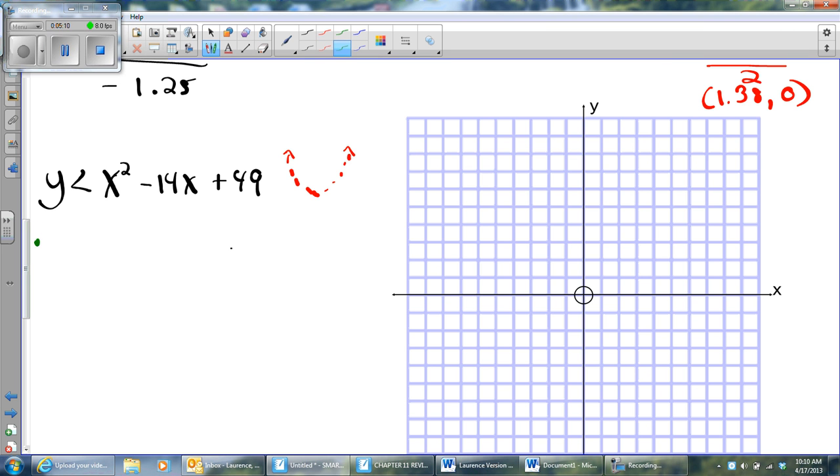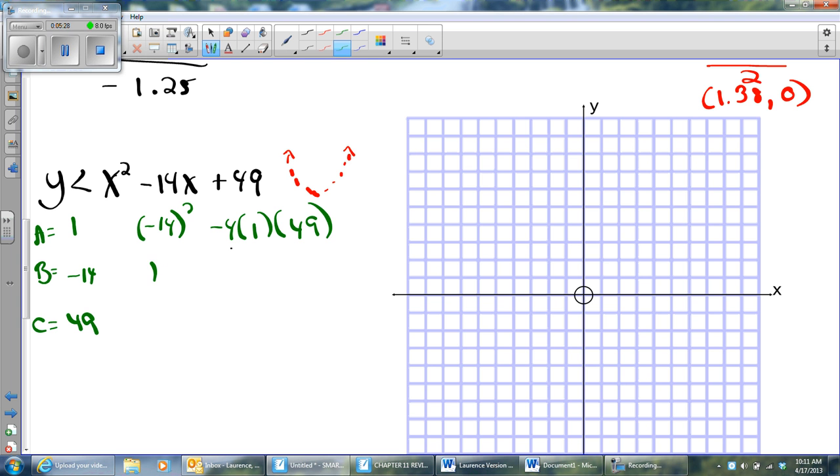All right, let's go looking for A, B, and C. Looks like we have 1, negative 14, 49. Okay, and I'm going to do my discriminant. And so I'm going to do negative 14 squared minus 4 times A times C. And I believe that's 196. And I think it's going to be 196 again. Yeah, 98, 98, 196. So my discriminant ends up equaling 0.